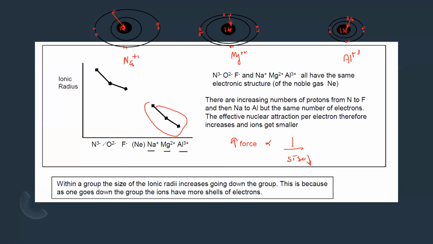Friends, in the ions for isoelectronics, isoelectronic means when we have the same number of electrons in the ions, we call them isoelectronic. So these nitrogen, oxygen, fluorine, sodium, magnesium, aluminum ions all have the same number of electrons, but still their sizes are different. Why are the sizes different? Because they have different nuclear charge.